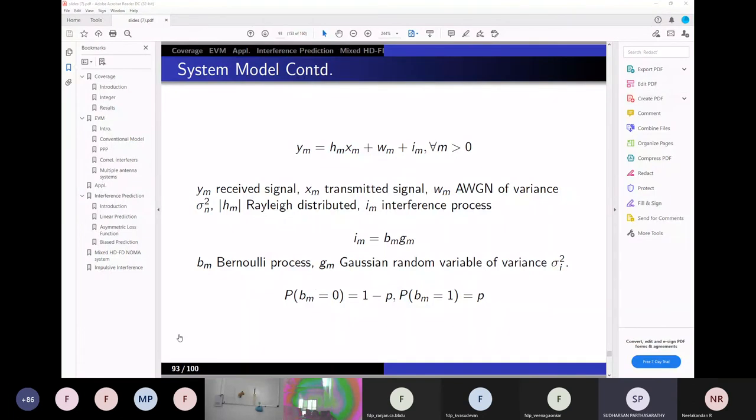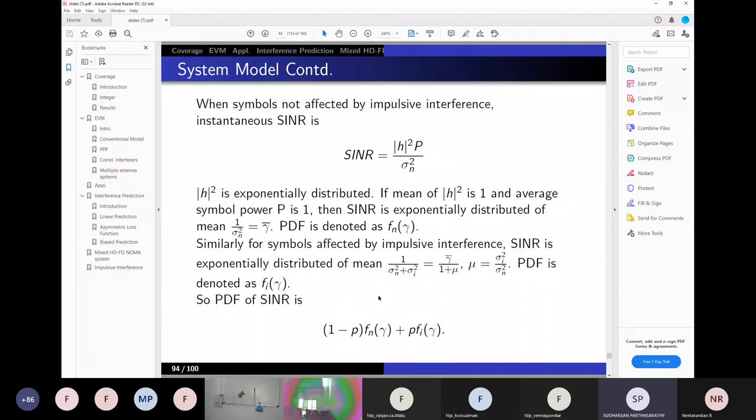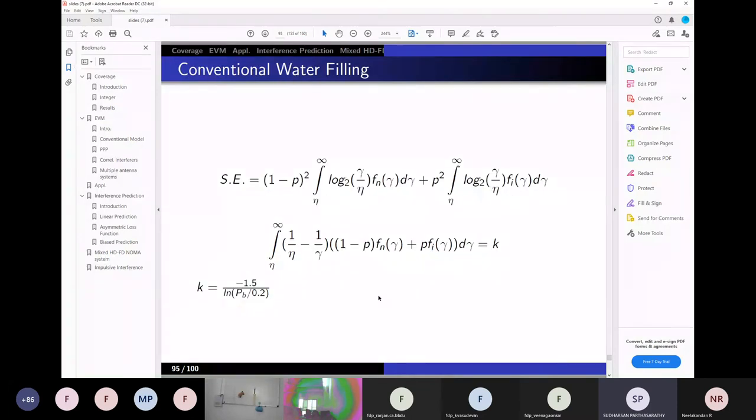So if you do a conventional water filling, like what is done in Andrea Goldsmith's work, this will be your spectral efficiency, and you have to find this parameter eta numerically. So you want to satisfy a certain probability of error. For a certain probability of error, you want to maximize your spectral efficiency. This parameter eta has to be found numerically, as given here in the second equation.